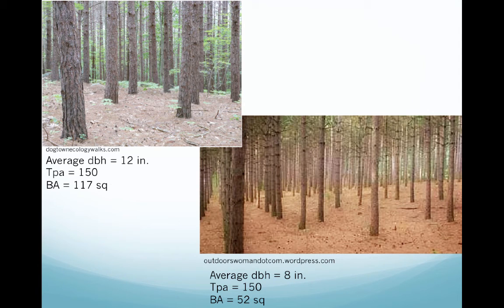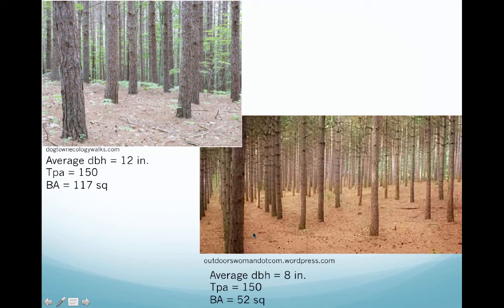Okay, square feet per acre. So this looks different than, again, if we have an average diameter of 8 inches, our trees per acre, again, is 150, so say these numbers stay the same. But our basal area is a bit different.